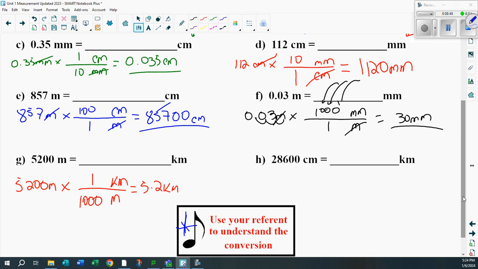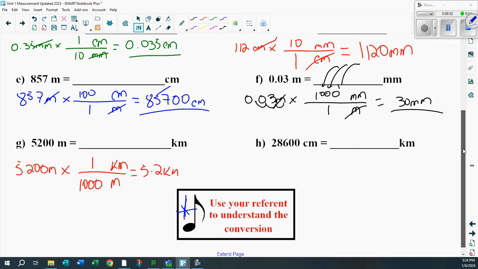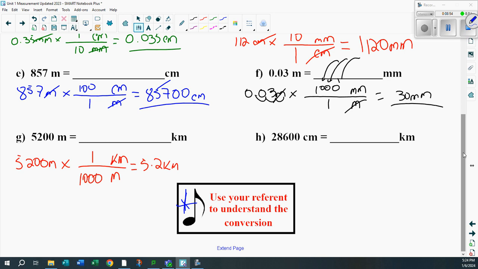Now check this one out. This one might be a little bit more tricky because look, you're doing 28,600 centimeters. And I don't know how to go directly from centimeters into kilometers. So I'm going to do a 2-step method and see what happens. Okay, here we go. 28,600. Now, that's centimeters. Now, I know how to convert to meters. So guess what? I'm going to convert to meters first. Really? Yep. Think about it. One door handle, that's 100 centimeters.